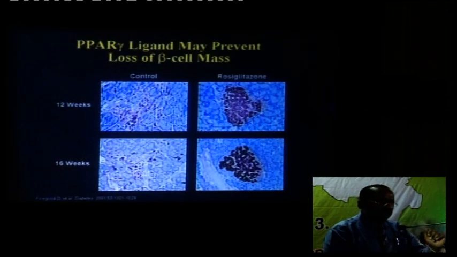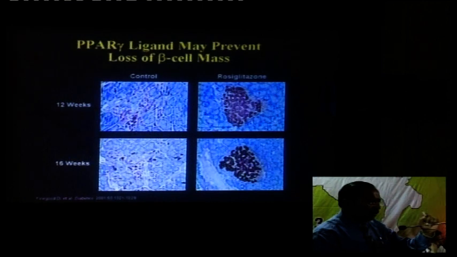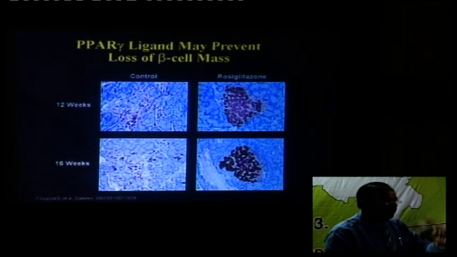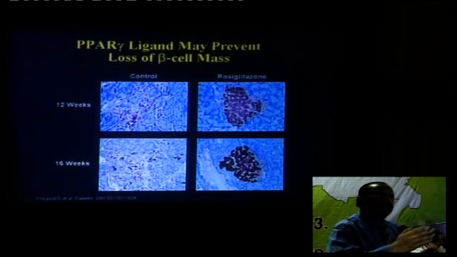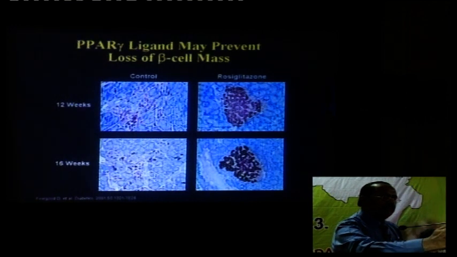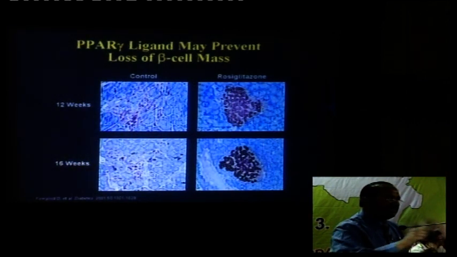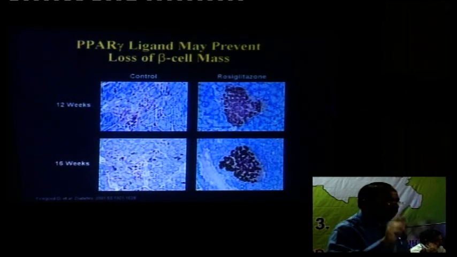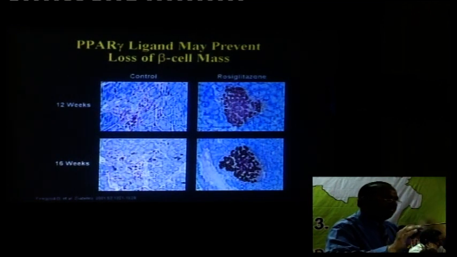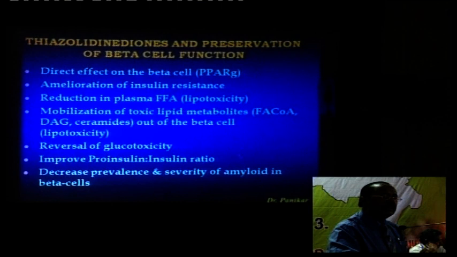This is a study in Zucker mice. These Zucker mice are genetically primed to become diabetic. Look at the first panel, the control panel. At 12 weeks, you look at the kind of beta cells which are left, and at 16 weeks, there is hardly any beta cell left. But if these rats or these mice are given glitazones, there is a significant preservation of the beta cell.